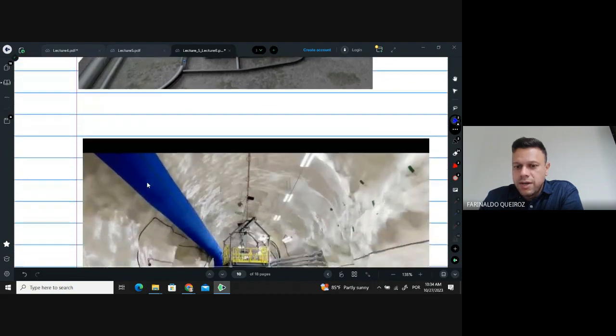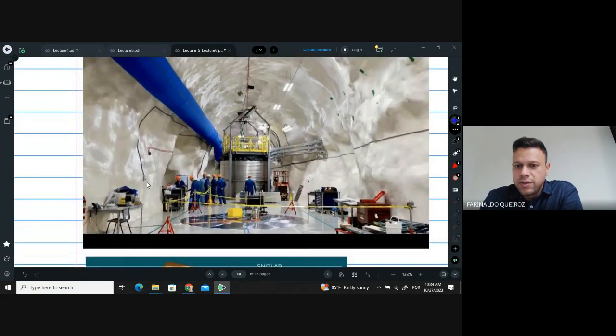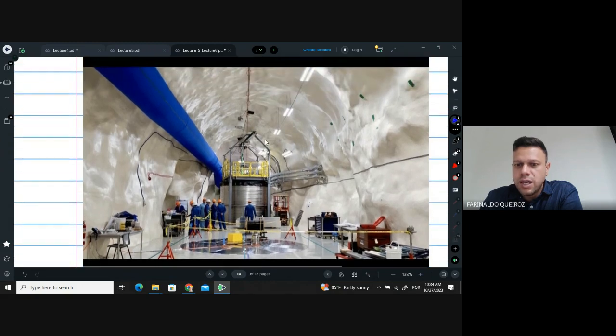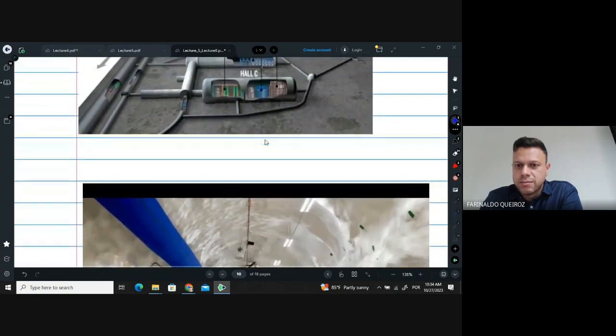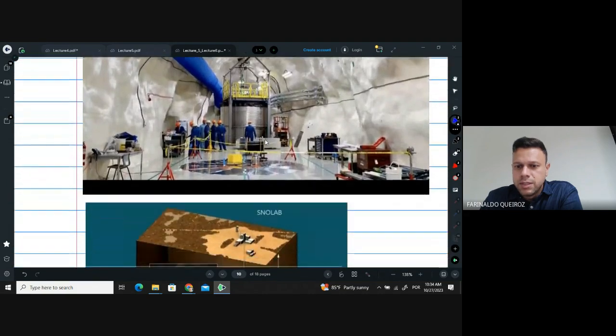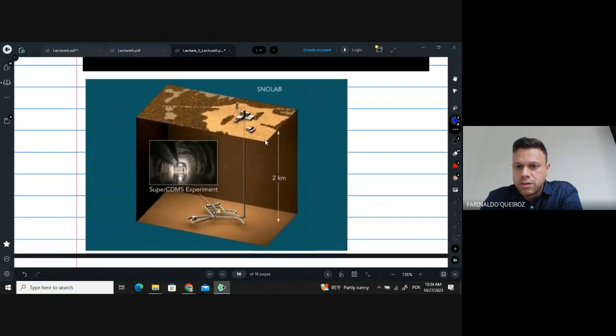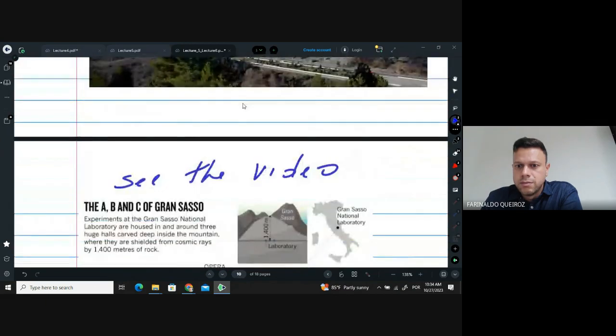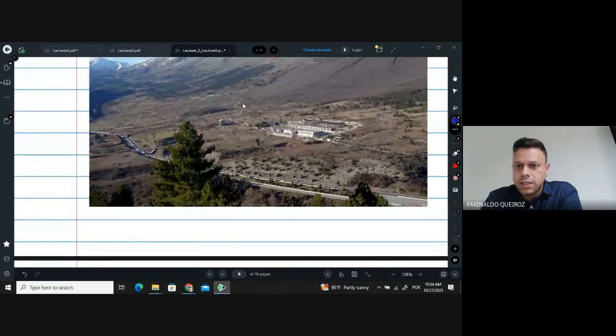But I have an idea. So that's a picture of the xenon detector. No, that's not xenon. This one, I believe, is CRESST or DEAP. The xenon looks different. So you see here there are 2 kilometers underground, and that's the picture you saw from the lab. This one here.